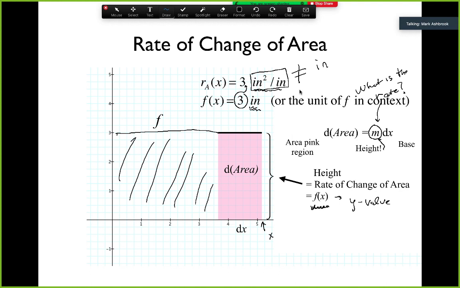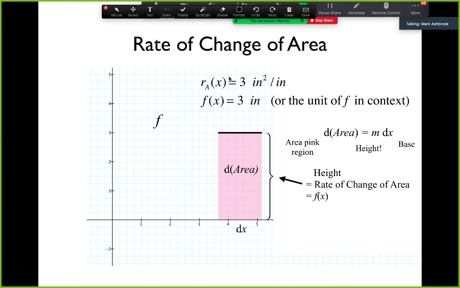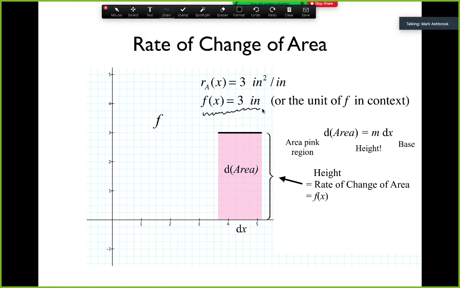Okay, so we said we want to write an area accumulation function. What do we need to write area accumulation? We need the rate of change of area. And we just discovered that the rate of change of area is the value of the function, because that's the height of this growing region. Okay, does it make sense?